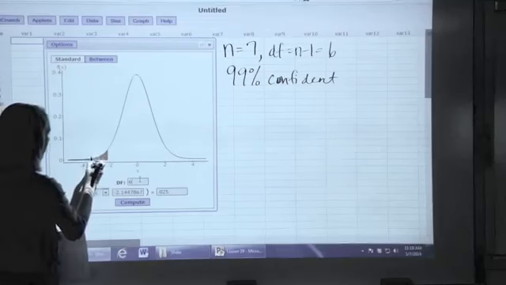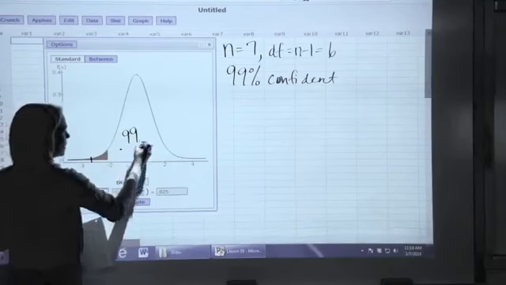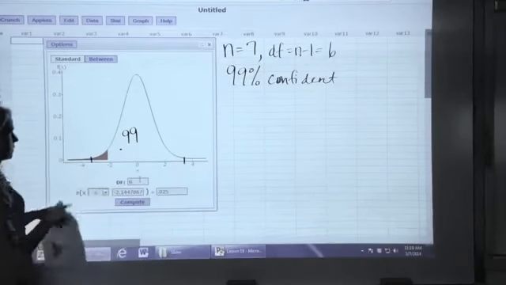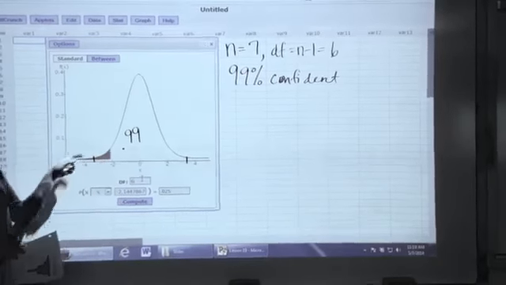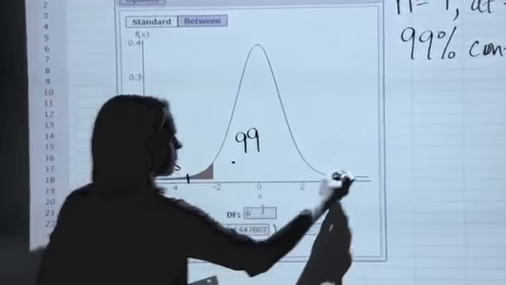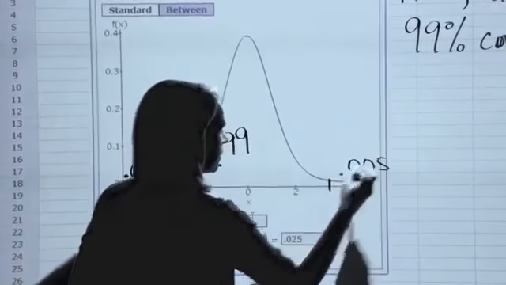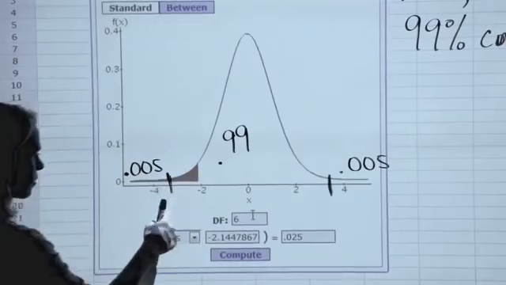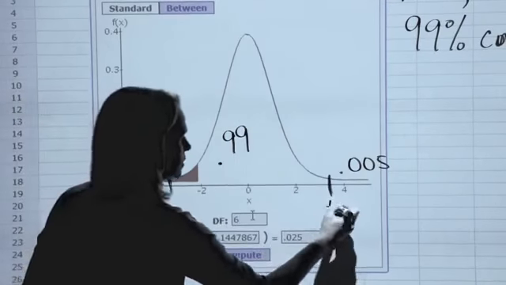So now we're going to have the area in the middle here be 0.99. If the area in the middle is 0.99, each of these tails will have an area of 0.005. And I need to figure out, what's that critical t-score?